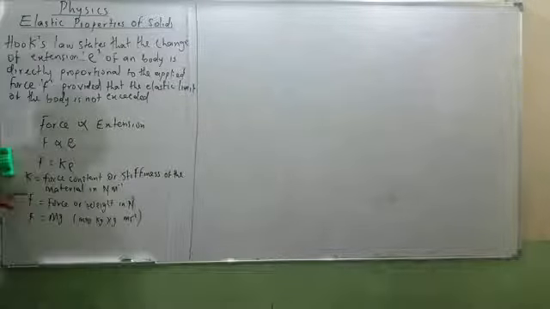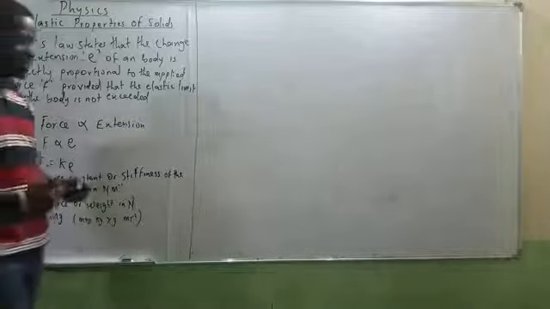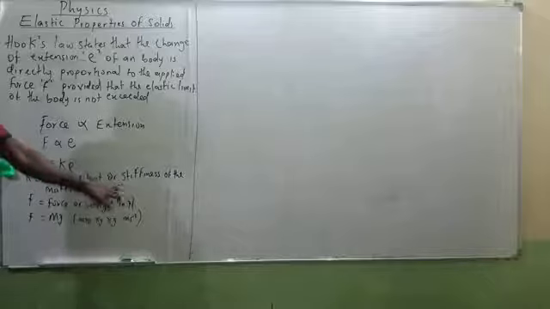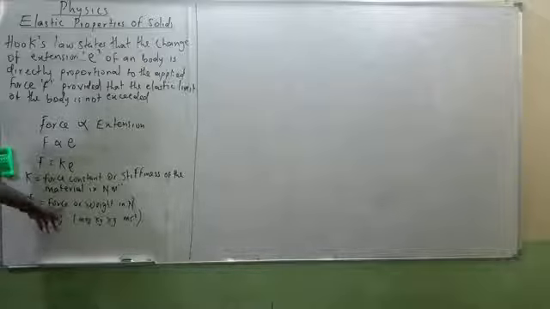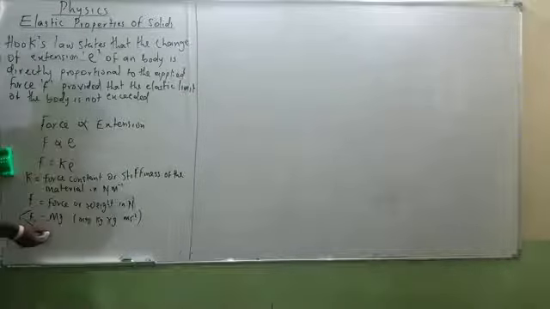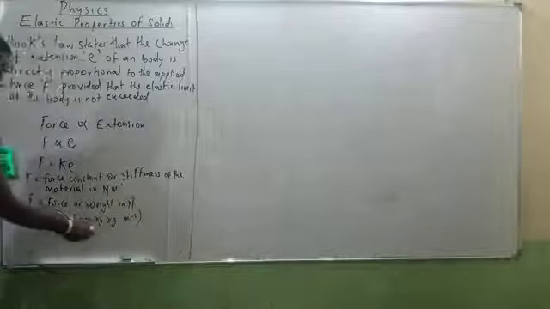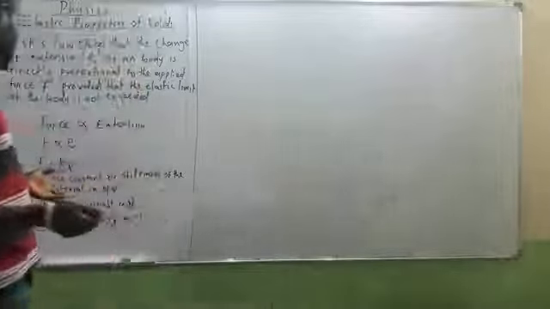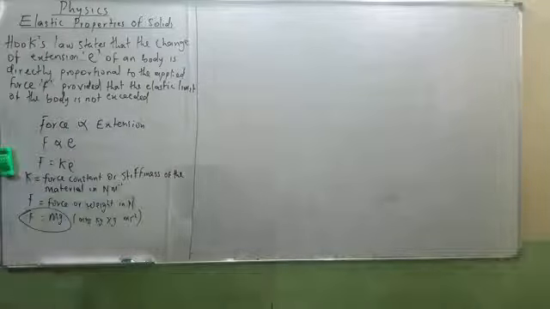Now, k is the force constant, or stiffness of the material, in newtons per meter. And my force F is force or weight in newtons. Whenever you see force, it is also denoted as mg, where m is mass in kg and g is acceleration due to gravity, in meters per second squared. That is what you need to know about Hooke's law.